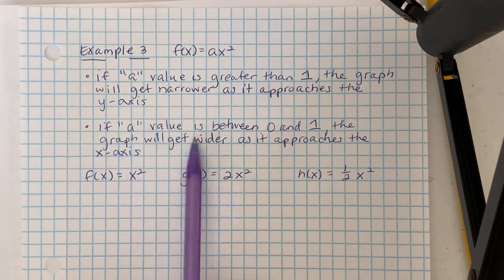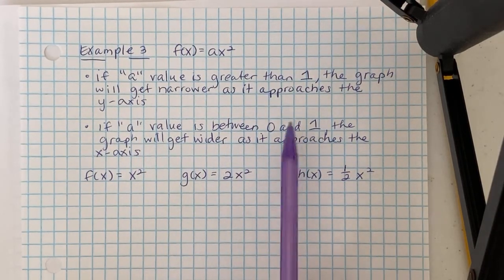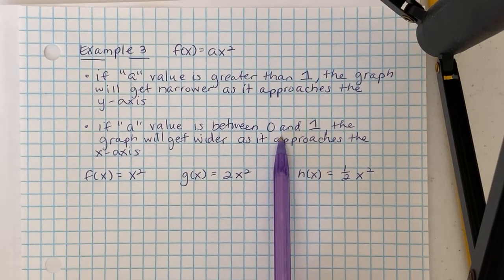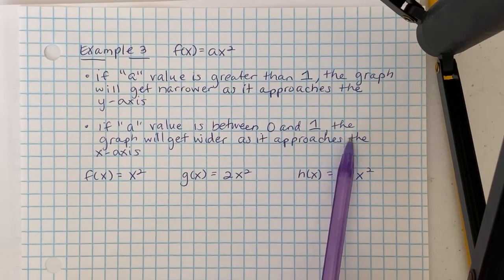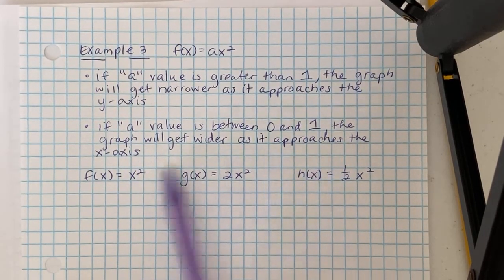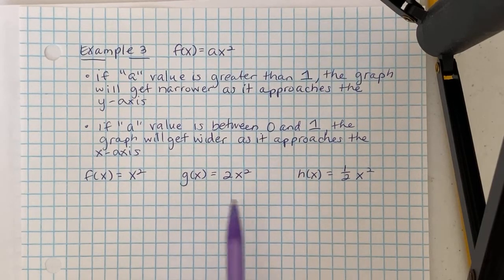It says if the a value is between 0 and 1, which means it could be 1/4, 1/3, 1/7. It's a normal fraction. That means the value is going to be less than 1. The graph will get wider as it approaches the x-axis. So think of it as a flower opening up and blooming to the sun.